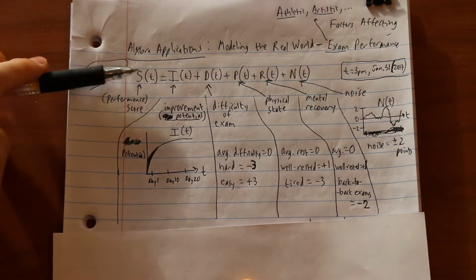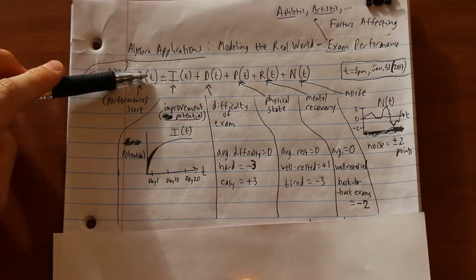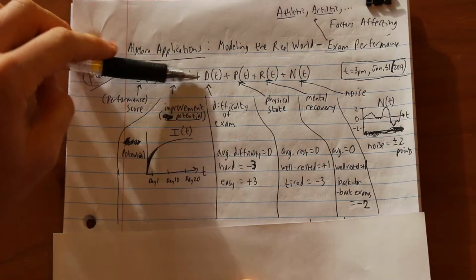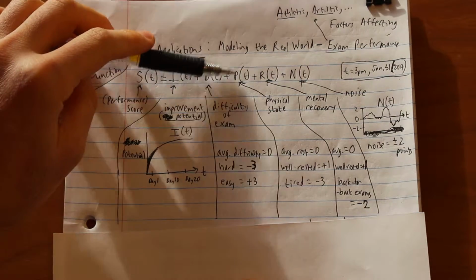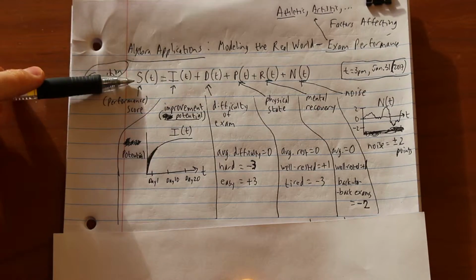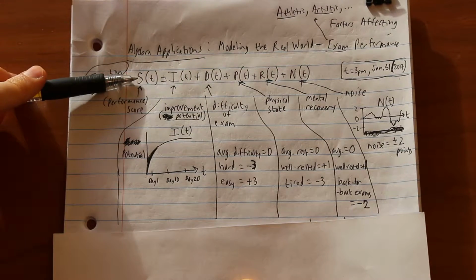All right, it's read as S of t. So S of t equals I of t plus D of t plus P of t plus R of t plus N of t. So we care about this, your actual performance or score on the exam.